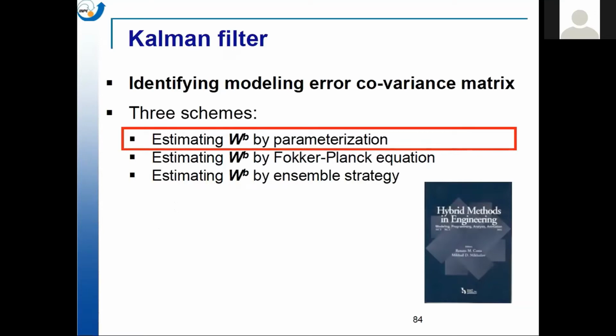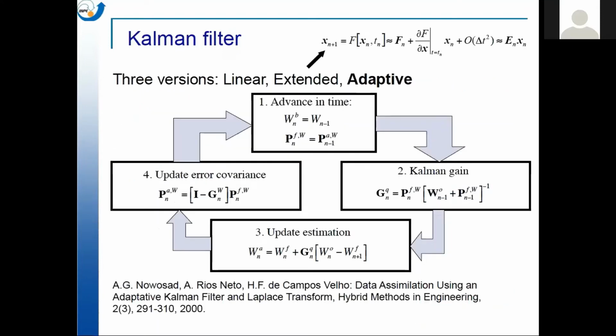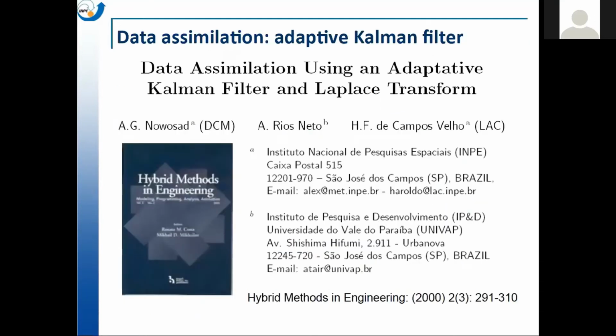And so this covariance matrix for modeling, you can parameterize this. This is called the adaptive Kalman filter. And with this adaptive Kalman filter, well, we are going to use a Kalman filter in order to estimate this matrix here. And we have used this. This is my first publication of results in data assimilation using adaptive Kalman filter.